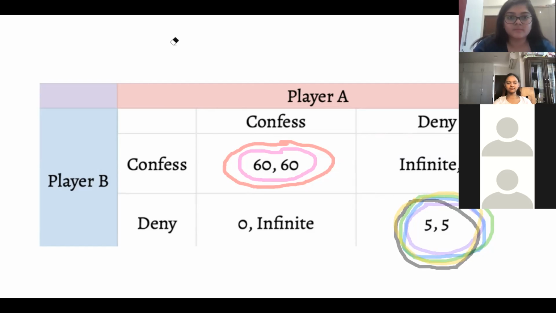Okay. But let's say I'm player A and I've chosen deny. This is player B's payoff. If I choose deny and player B chooses confess, isn't that reducing the pain that player B gets? So wouldn't player B naturally want to shift from deny to confess?